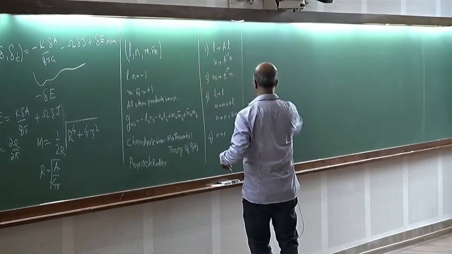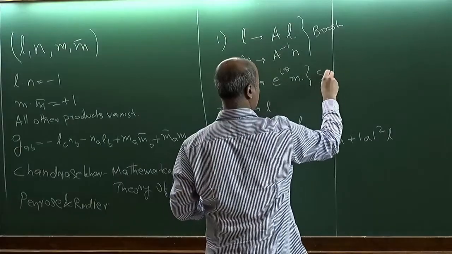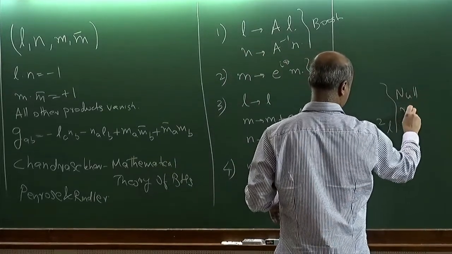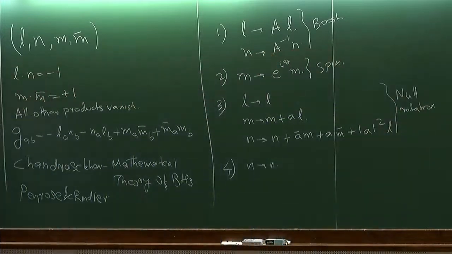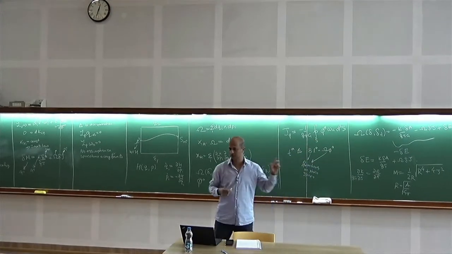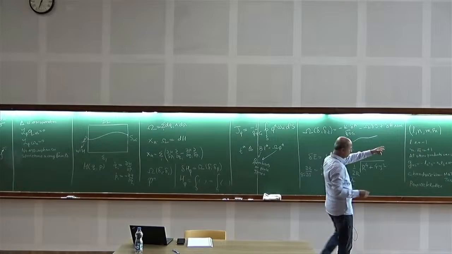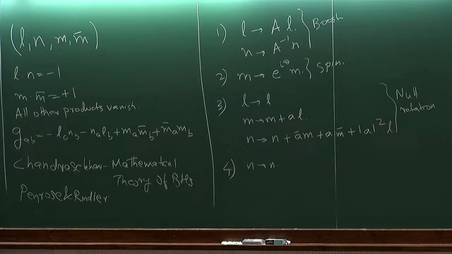So once again, this is boost, this is spin, and this is null rotation. In the book by Penrose and Rindler, there's a very nice visualization of what these transformations mean. I recommend you take a look at that, as it gives a better understanding. The boost and spin are probably easiest to visualize. The null rotation is a bit harder, and for this, look at Penrose and Rindler.